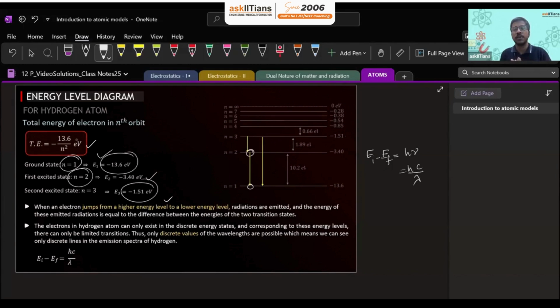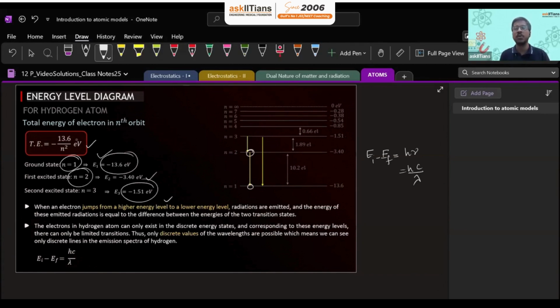Okay, so we will stop this session here. We will continue with the remaining topic in the next class. Please revise these topics, make proper notes, and practice the derivations which we have discussed, especially the radius of electron in the nth orbit, velocity of the electron in the nth orbit, similarly the total energy, kinetic energy, and potential energy of electron in the nth orbit.